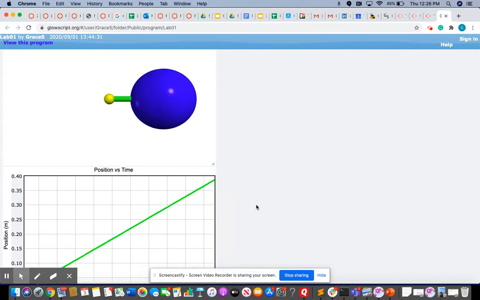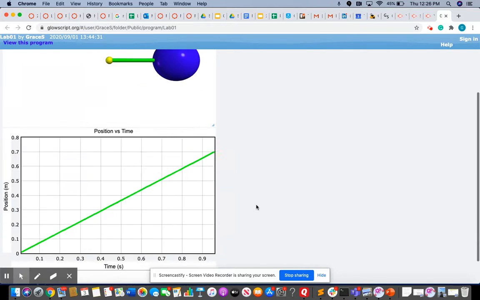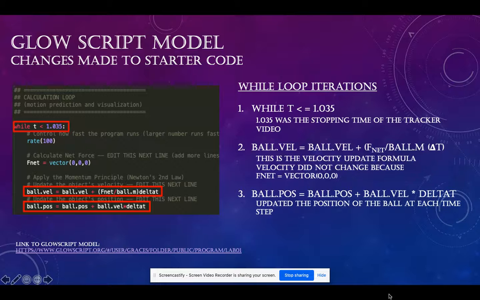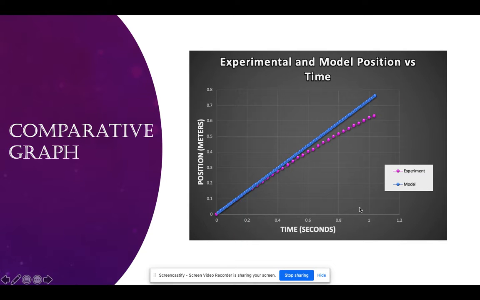As you can see, the ball moves to the right, and we have our position versus time graph showing our constant velocity. So this is the comparative graph, the blue being the model and the purple being the experiment. As you can see, they're not the same. This is to be expected because the computer accurately depicts constant velocity, while in the experiment, there are some other factors that cause the water bottle to not have an exactly constant velocity.